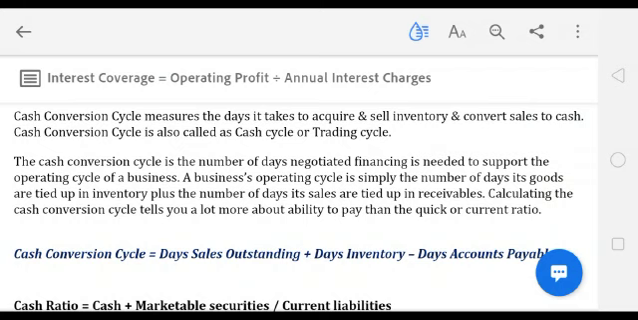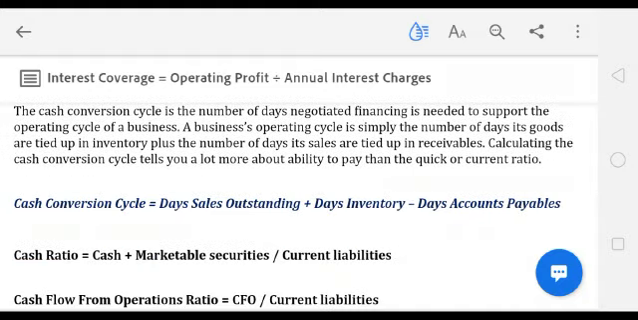Cash conversion cycle, however, can be calculated by adding days sales outstanding with days inventory, then subtracting days accounts payable. Now the next one is cash ratio. What is cash ratio? Cash ratio can be obtained by adding cash plus marketable securities, then dividing by current liabilities. Now the next one is cash flow from operations ratio. It can be calculated by the cash flow from operations divided by current liabilities. Now today we have discussed many important ratios.